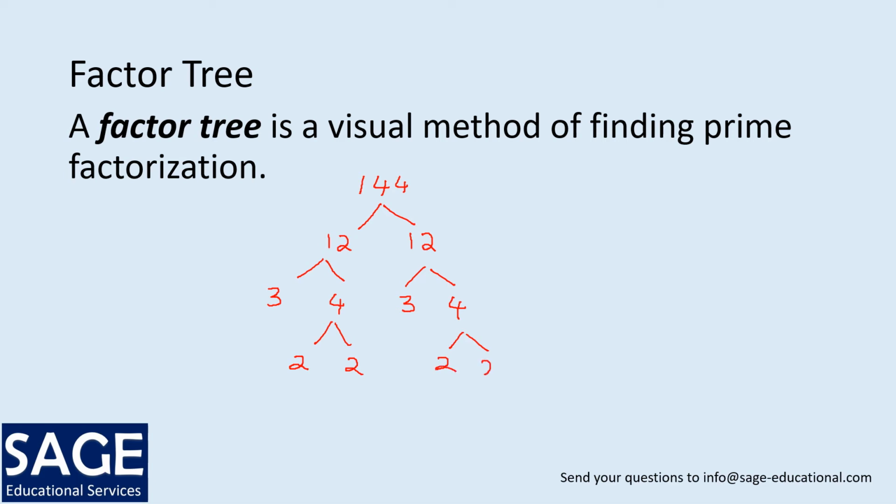So every time you hit a prime number, just for your ease, you can put a circle around it so that you can actually see that these are my prime factors. And then once you have all the numbers encircled and you cannot branch out any further, you see that there are 4 2's. So we can write 144 is 2 to the power 4, and then times, there are 2 3's, so times 3 to the power 2. So a factor tree is a visual method of writing and finding prime factorization.